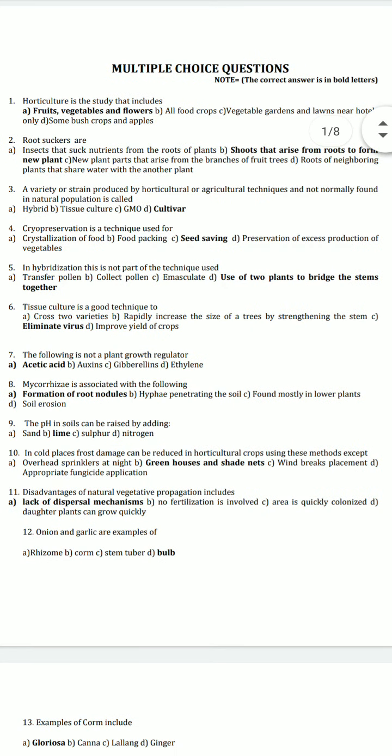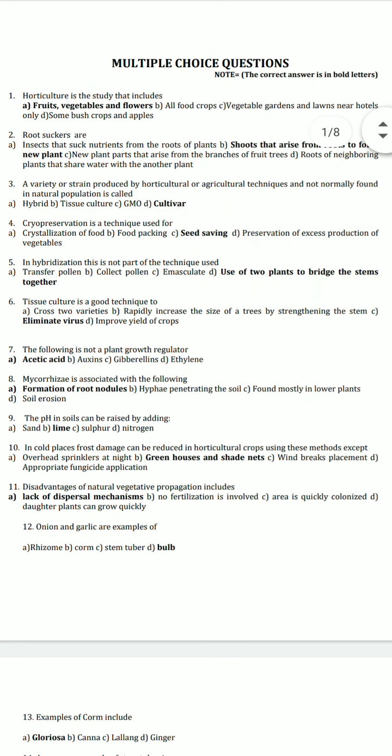Today I am discussing horticulture multiple choice questions previously asked in various exams. The correct answer is in bold letters. Horticulture is the study of fruits, vegetables, flowers, etc. Root suckers are the shoots that arise from roots to form new plants.